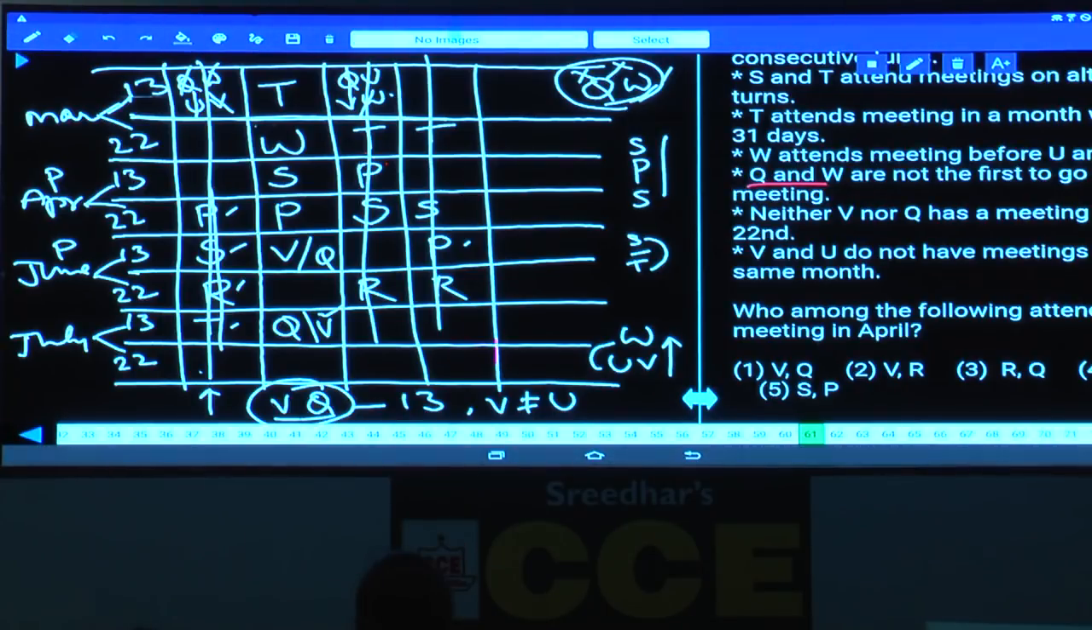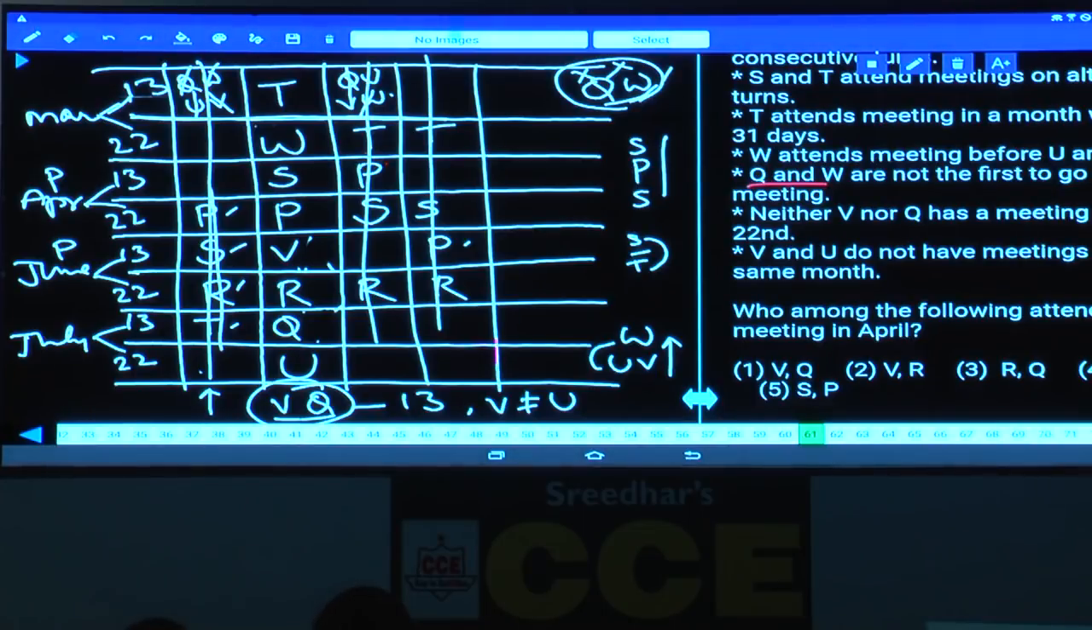Then where should this V be, tell me? V must be on June 13th. If V is here, then Q will be here. As Q is here, and V and U are not in the same month, hence U will be here. Because R is already fixed at this place, R is here. As R is here, Q will be at this place, V at this place, and U at this place. Then what is the final order here? TW, SP, VR, QU is the order in which these 8 persons are in 4 different months.